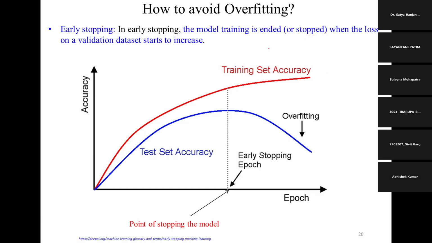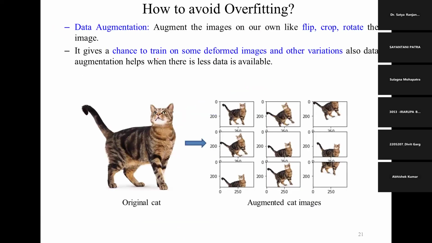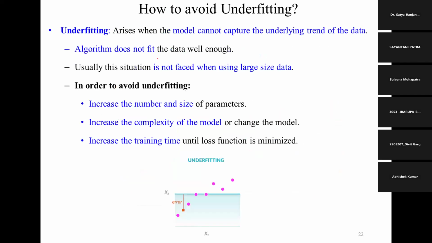We need to stop our model training when the loss on the validation data set starts to increase. Okay, loss increasing means what? The accuracy is going to be reduced. So that we generally call early stopping, or we go for data augmentation that we have already discussed many times. If it is overfitting, we need to give the data set from different angles, from different perspectives, so that our model will get to know the features from different directions. Then this one is overfitting.